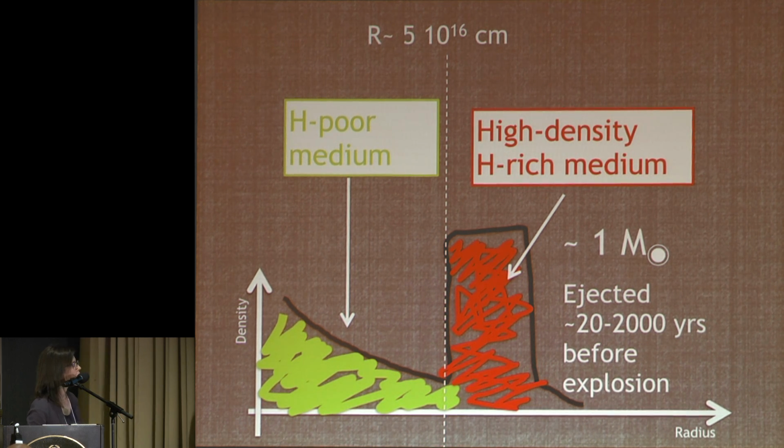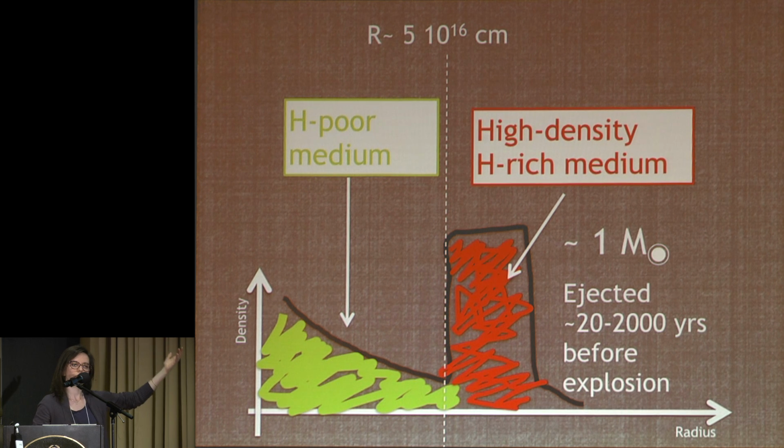We could understand that the shock wave started interacting with a very thick material that is hydrogen-rich. It contains something like around 1 solar mass. It can be 0.2, can be 2 solar masses, depending on the geometry assumed. But the important thing is that it is something substantial. The other thing is that, depending on the velocity of the ejection of this material, it might have been ejected between 20 years and 2,000 years before stellar death.